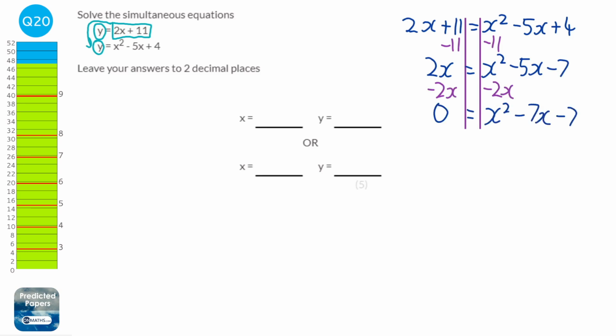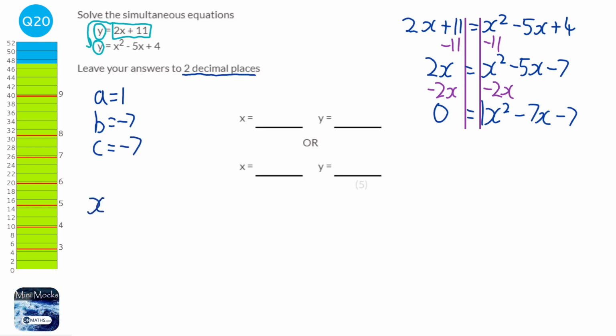Now, we know this is not going to factorise nicely because it asks for 2 decimal places. It's on the calculator paper. Chances are it's going to be the quadratic formula we'll need, which we do. So we've got a equal to the coefficient of the x squared, which is just 1. b equal to the coefficient of the x, which is just minus 7, and then c equal to the number at the end, which is minus 7 also.